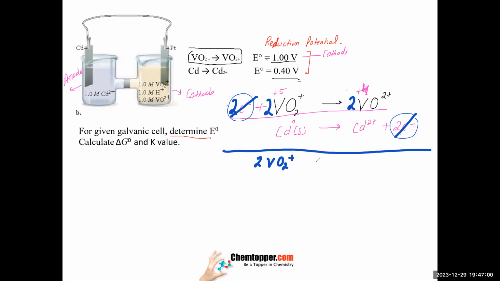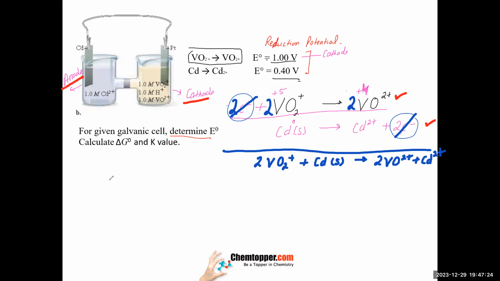2VO2+ plus cadmium solid giving you 2VO2+ plus cadmium 2+. That's the net equation, right? Okay, so this is the cathode. This is reduction. This is oxidation. So this is the anode.